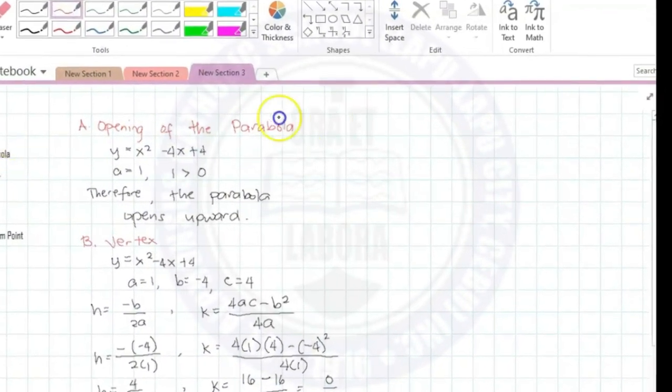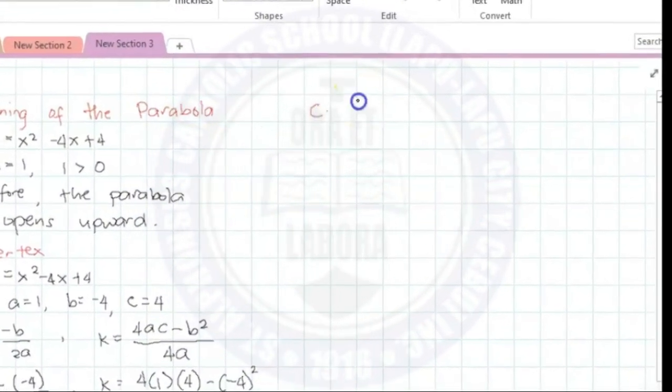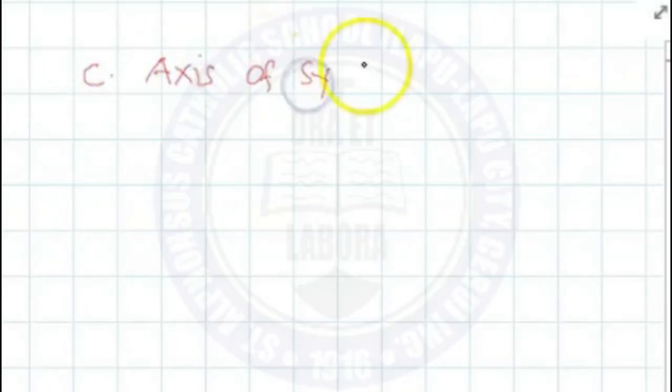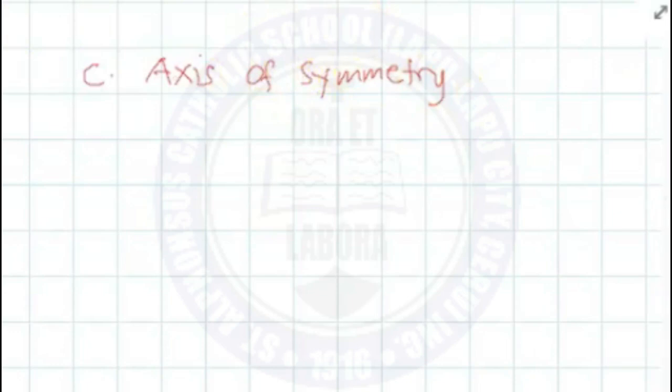Next, we're going to solve for the axis of symmetry. Our axis of symmetry is very easy to find because we're just going to get or find the value of h, because the formula for the axis of symmetry is x equals h.